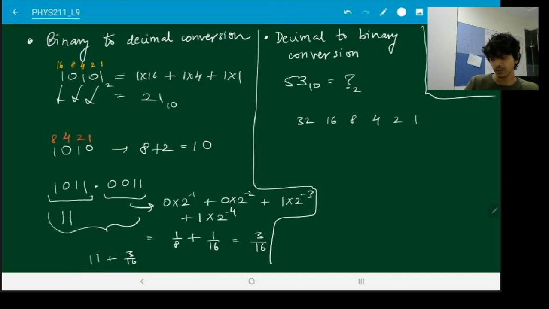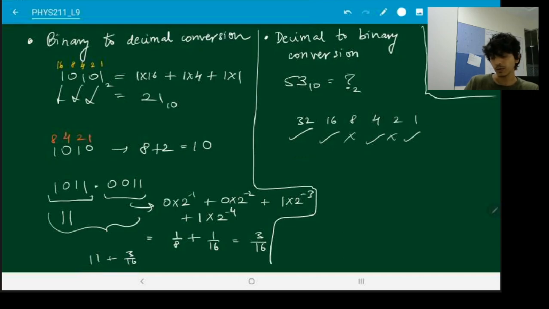Now let's just see what numbers do we need. So definitely I will need 32. Then how much is left? 21 is left. Then I will take 16. Now 5 is left. How do I make 5? 5 is 4 plus 1. I don't need these two.